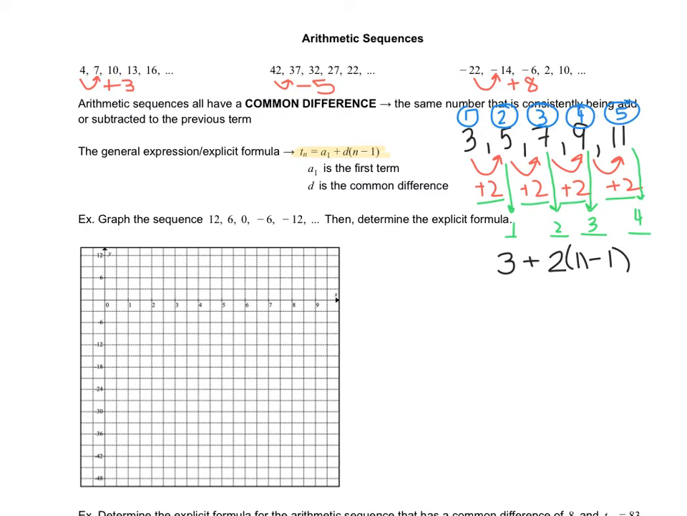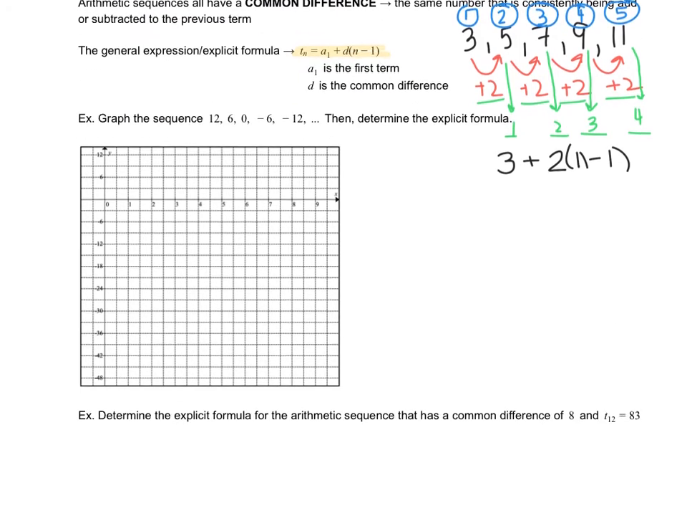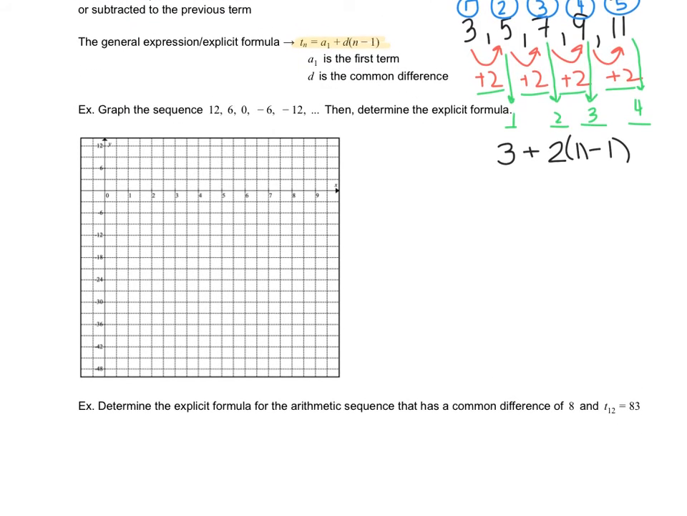Now let's try a sequence that we're going to graph and find the explicit formula for. So this sequence here, 12, 6, 0, negative 6, negative 12, is arithmetic because it is going down by 6 consistently. So the common difference is negative 6. Now I'm going to write the position number. 12 is the first, 6 is the second, 0 is the third, negative 6 is the fourth, and negative 12 is the fifth number. And now I'm going to graph.